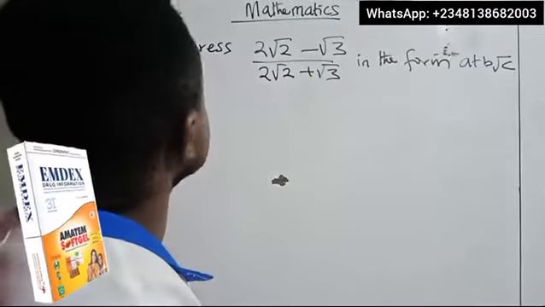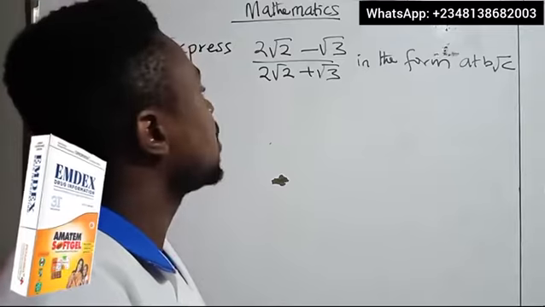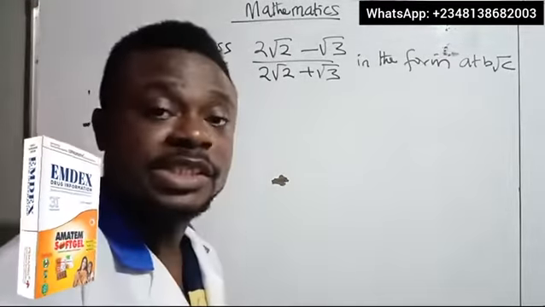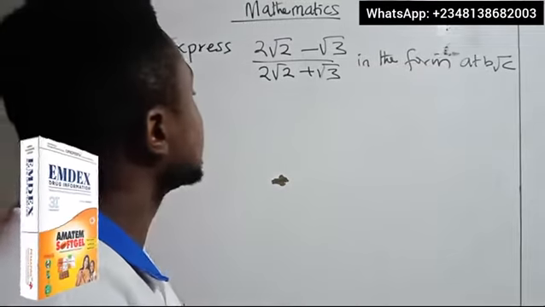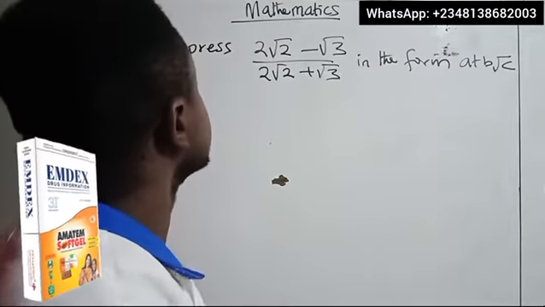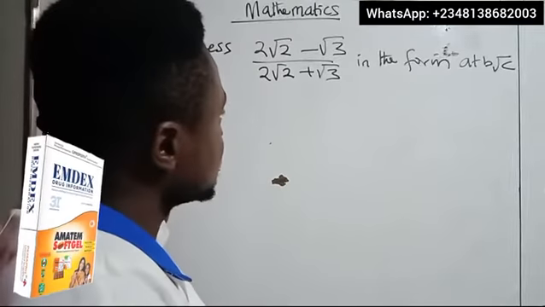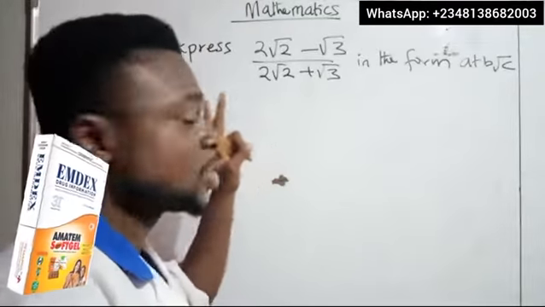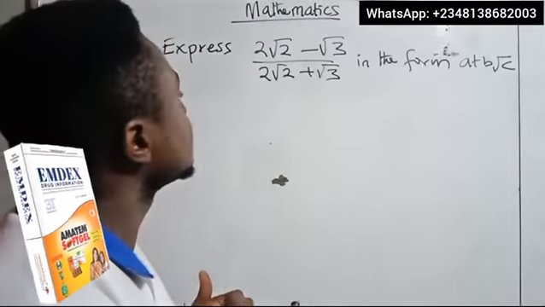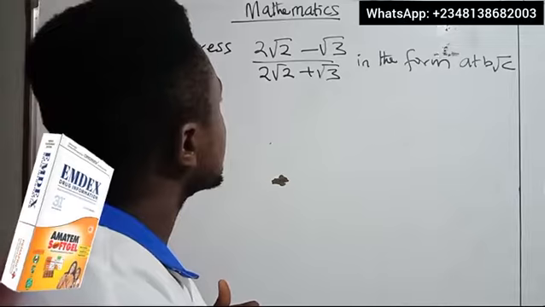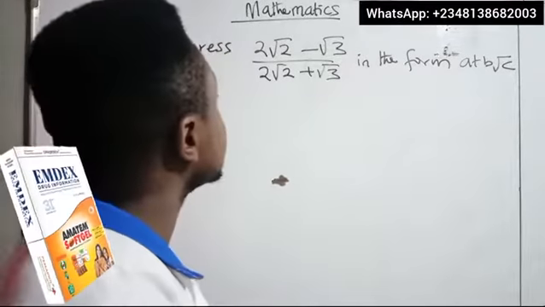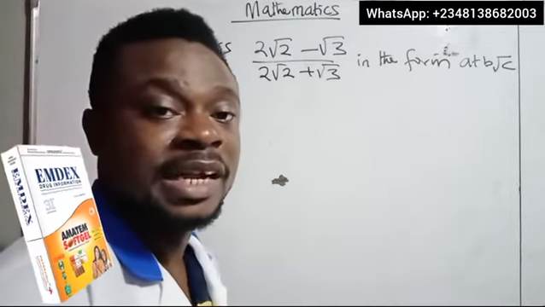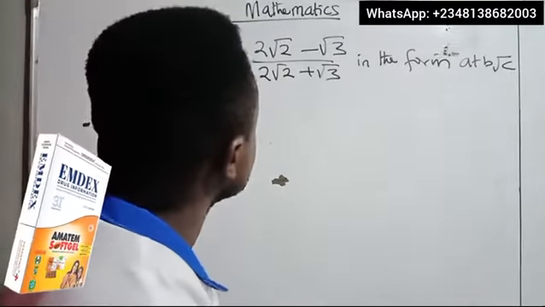This question talks about surds. This question is from the topic surds. Looking at the question, there are two things we should have in mind. For us to be able to solve this question, we should have in mind conjugate surds and the rationalization of a surd. Conjugate surds and the rationalization of what? Surds.